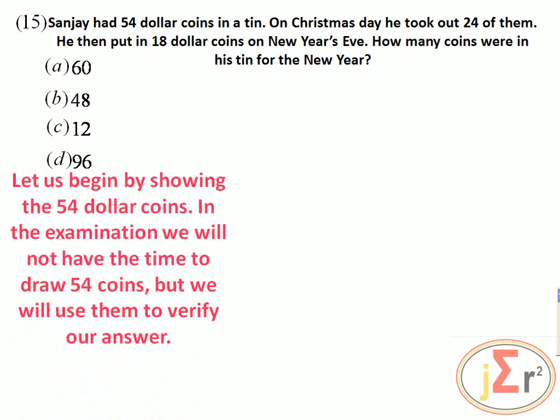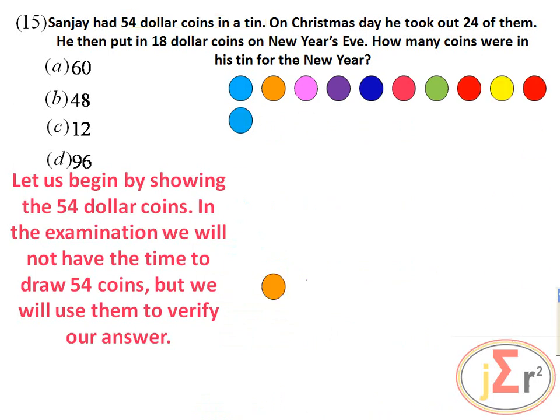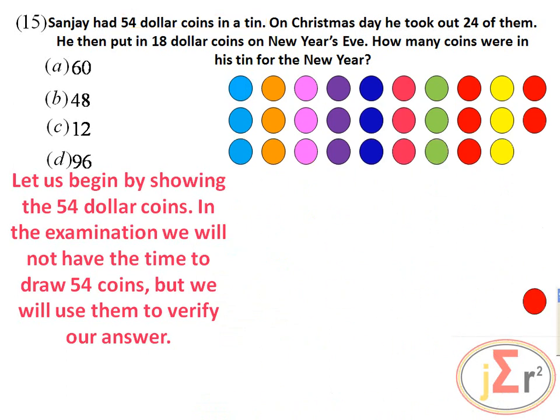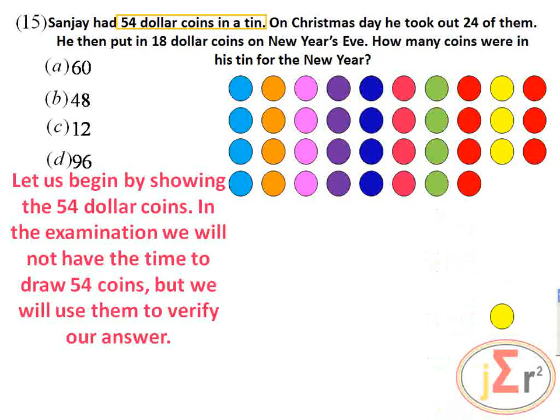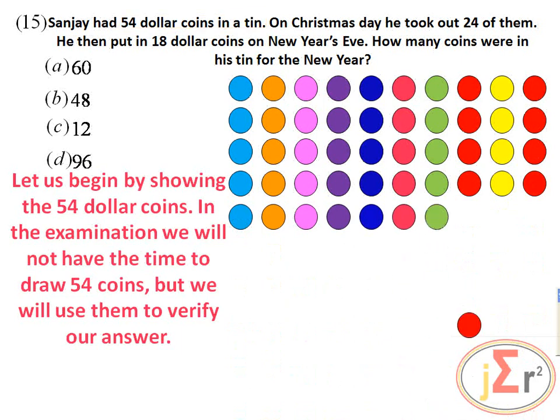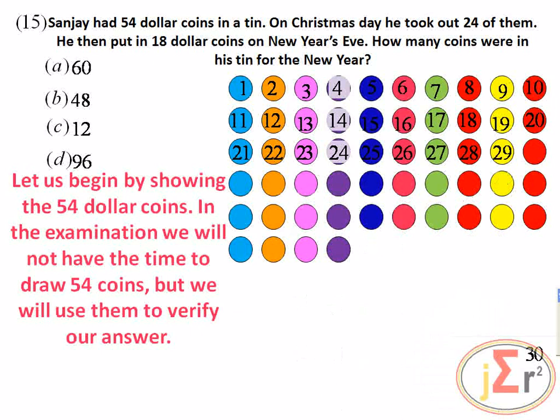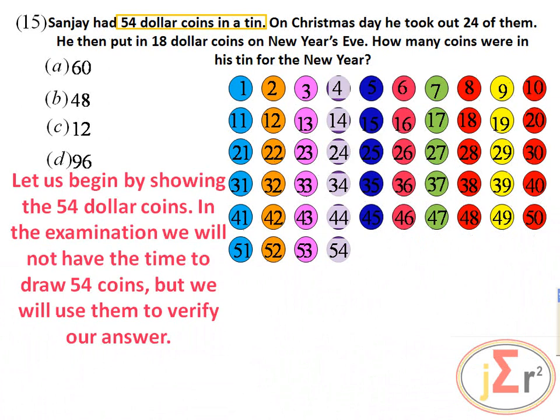Let us begin by showing the 54 coins. In the examination, we will not have the time to draw 54 coins, but we will use them to verify our answer. So we are not using the 54 coins to be an example of what you are required to do in an examination. We are using them to verify what we instruct you to do. Because you are listening to me, you are not counting. Jerry has included all of those numbers, counting each coin for you, so you do not have to count them.